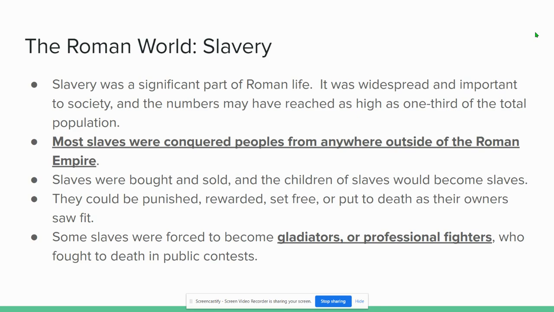They could be punished, they could be rewarded, they could be set free, they could even be put to death as their owners saw fit. So it was the owner's decision how your life was. Some slaves were actually forced to become gladiators or professional fighters who fought to death in public contests. And we see the evidence of this now when we look at the Roman Colosseum in the center of Rome.